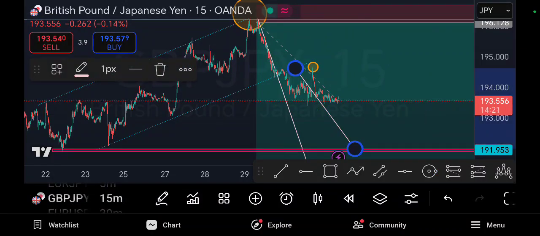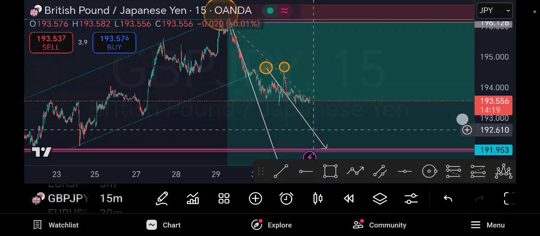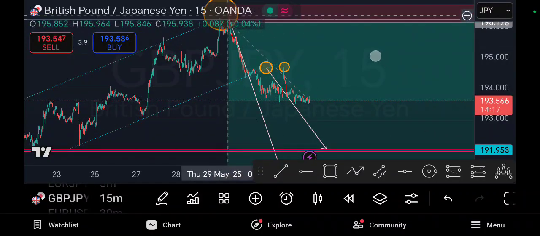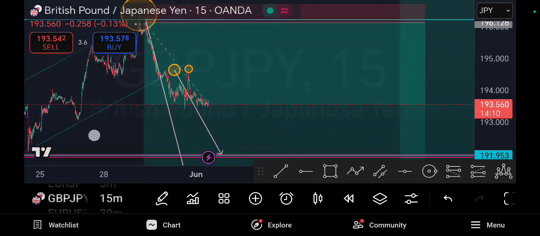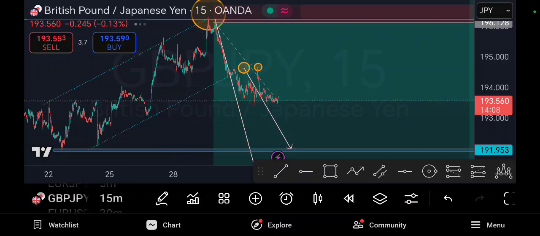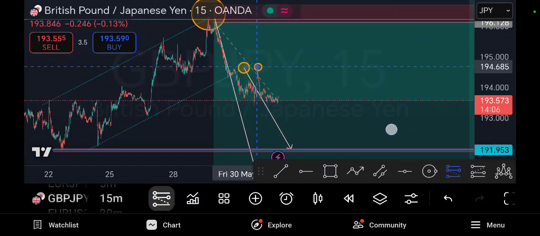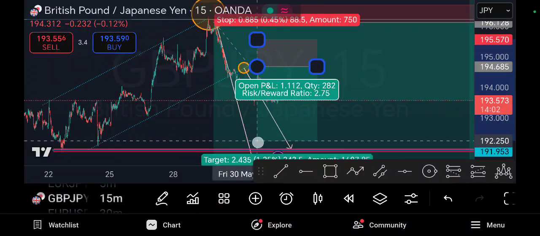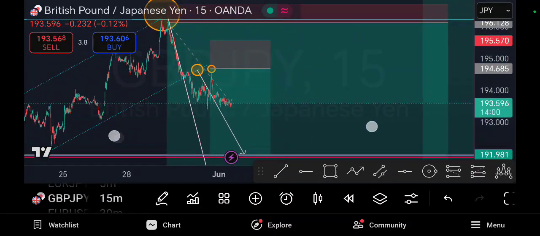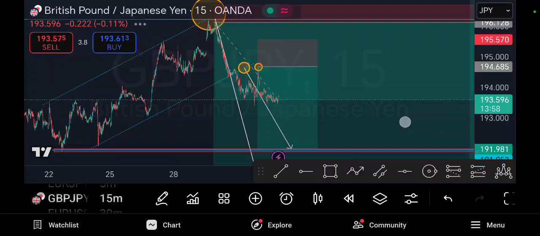This area is not there for nothing. This one, I told you. See, broke out, it's shooting down. And then we could have caught the sells again, like a second entry there. You see, I hope it's visible. But yeah, and there you have it.